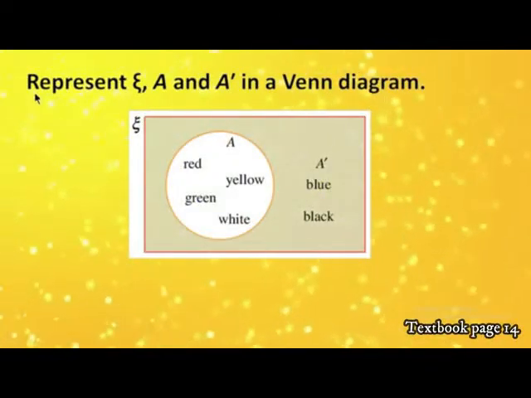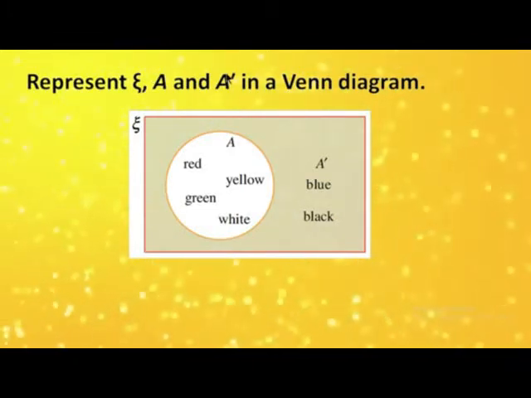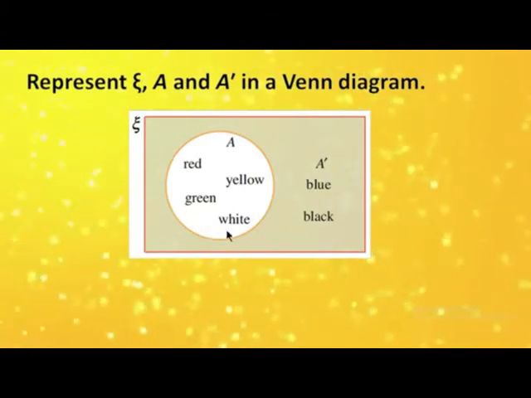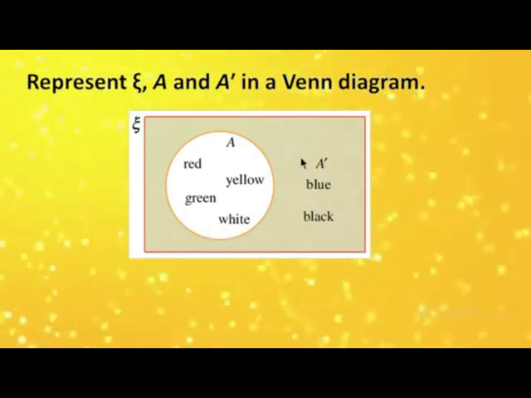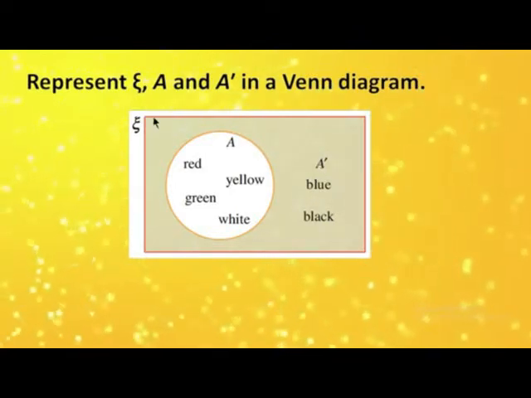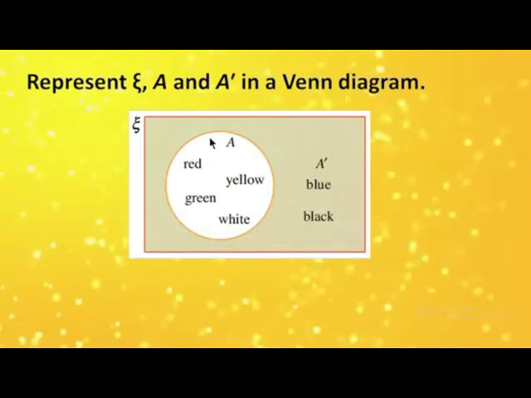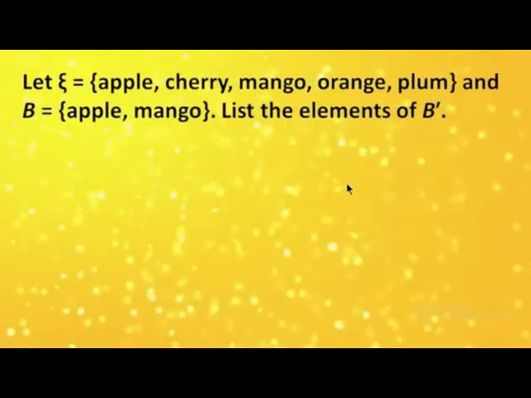Now, represent the universal set, set A, and set A complement in a Venn diagram. This is set A, and this is the universal set. So, the elements of A complement still belong to the universal set, but do not belong to set A, here, the outside of A. Next example.